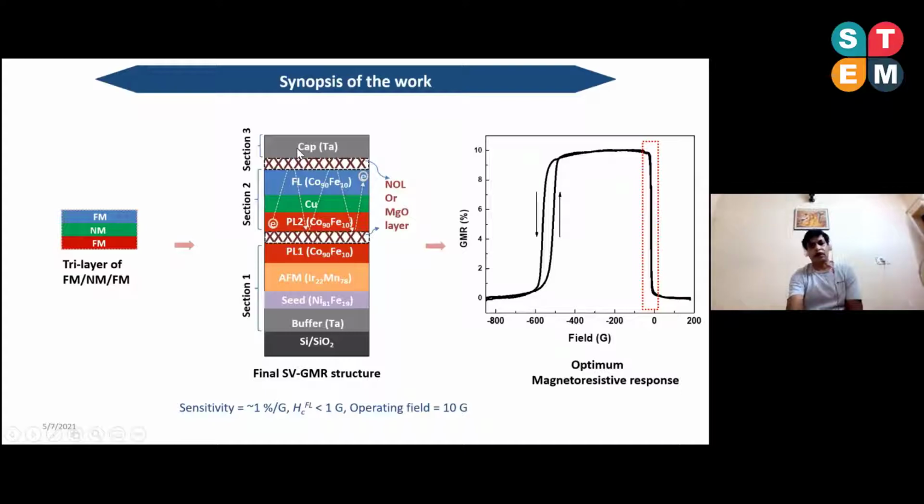So today my topic will be based on how these two layers are separated by the cross layer, called the NOL, the native oxide layer, which is formed by oxidation after deposition of the magnetic layer. Or instead of natural oxidation, if we take a layer of MgO, which is a non-magnetic layer, how do these two different types of layers behave in spin valve systems? That is what I'm going to talk about.